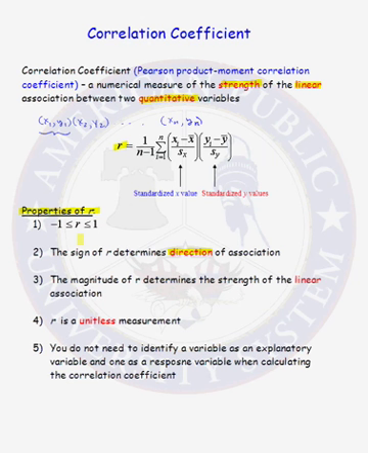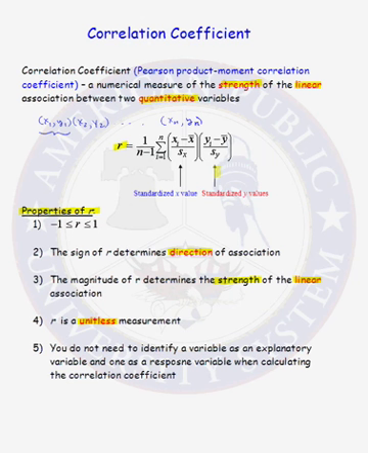The magnitude of r determines the strength of the linear association. The greater the absolute value of r, the greater the strength of the linear association. Remember we said if the correlation coefficient was equal to 1, it was a perfect linear relationship. The closer r gets to 1, the stronger the linear relationship is. r is a unitless measurement. It does not have any units. When we standardize each of the data values, those are unitless measures.